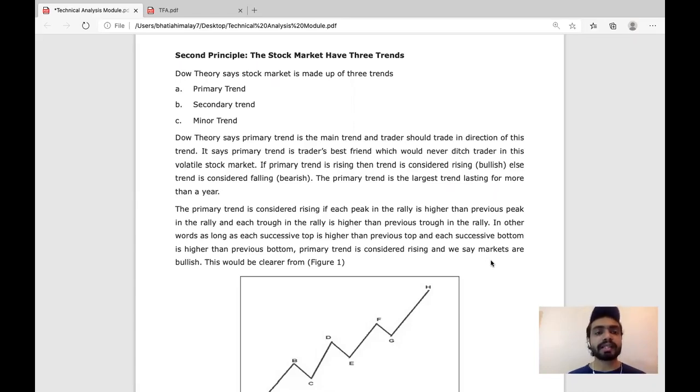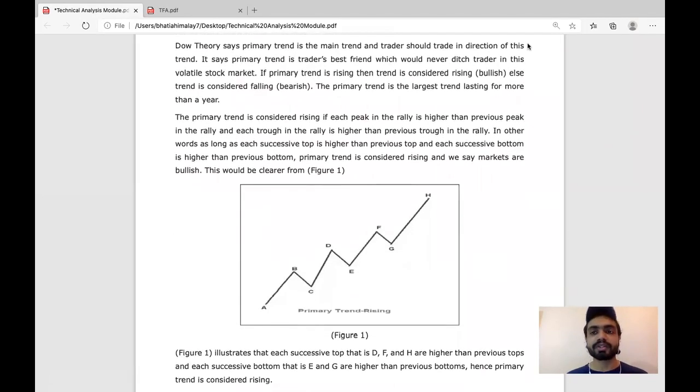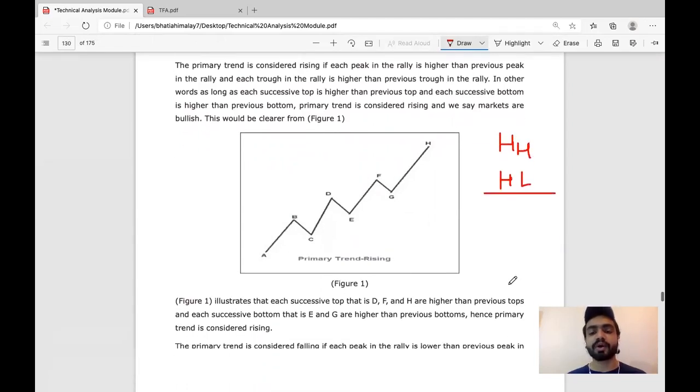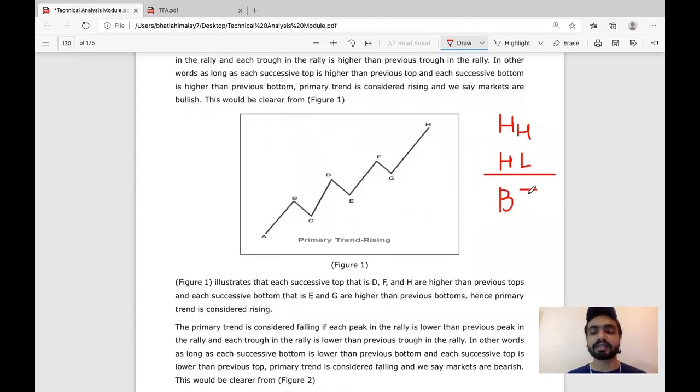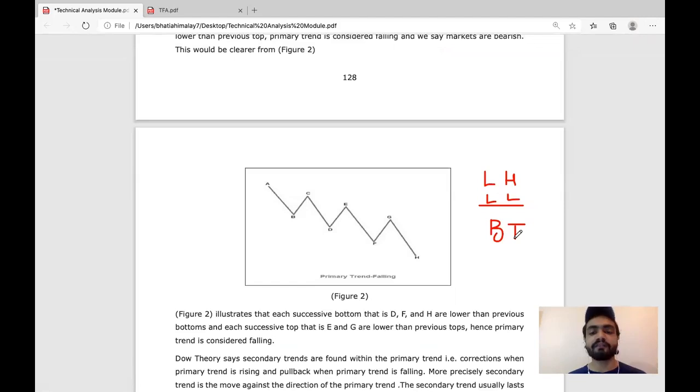Now, before I get into the details of the secondary and the minor trend, let's quickly recap what we learned in a primary trend. In the primary trend, we learned that if the market is making a higher highs and higher lows structure, then we say that the market is in an uptrend, or we can state it in market terms as a bullish trend. Similarly, when the market is making lower highs and lower lows, then we say that the market is in a downtrend or it is in a bearish trend. And why is this important? Because this helps us predict where or how the reversal is happening in the market.